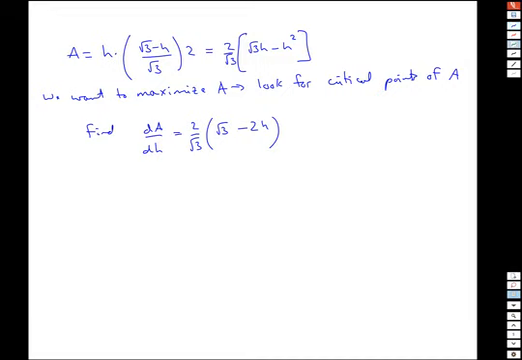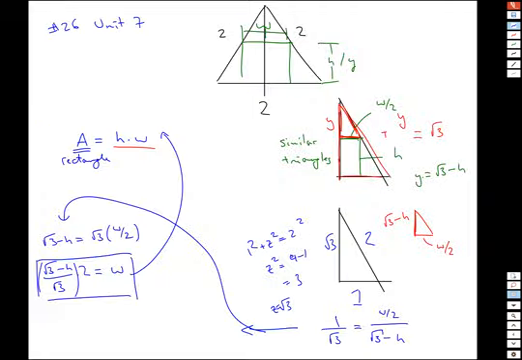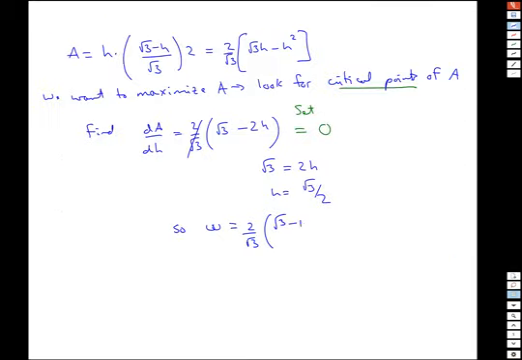Then once we do that, we are going to set that equal to 0, because that's how we identify critical points. And it actually turns out to be not too bad. We get root 3 is equal to 2h. We can divide through by those terms, and h equals root 3 over 2. And so our w was, sorry, it's coming from the last page, 2 over root 3 minus h. Root 3 minus h. Except now we know what h is.